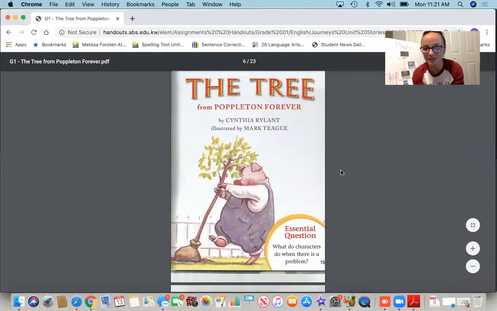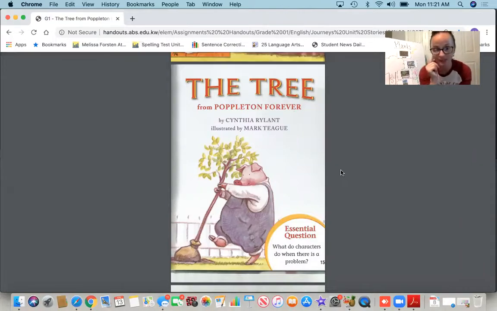So here's Poppleton, and it's called The Tree, and it's an excerpt from Poppleton Forever. Here's Poppleton. He's our character in our story. And the activity sheet that we're going to be using today in Seesaw looks like this. While we're going, I'm going to pause for a little bit and tell you, now's a good time to write what we're doing on your sheet. And you can pull up Seesaw and the video at the same time.